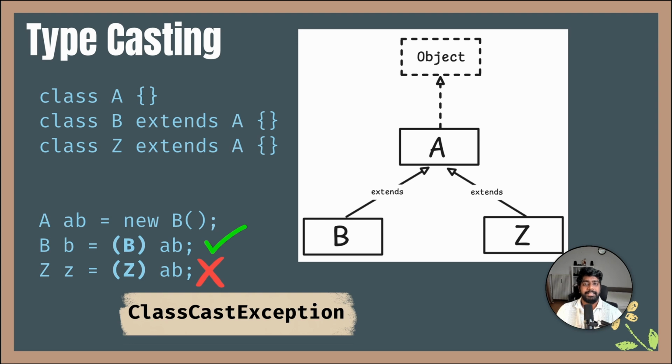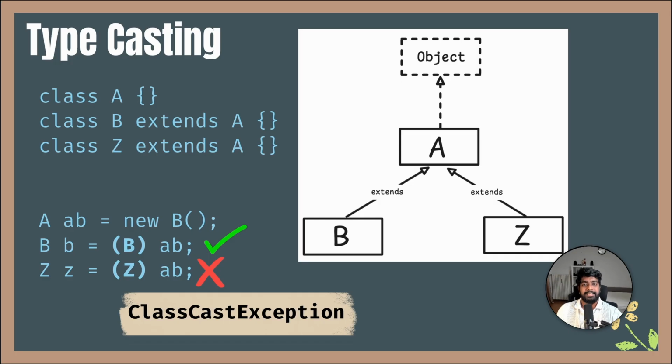Reference types are completely valid because at compile time what Java says is we are trying to cast a parent type into a child type. Unfortunately, at runtime Java says the object we are holding in the A reference type is not compatible with the expected Z type.